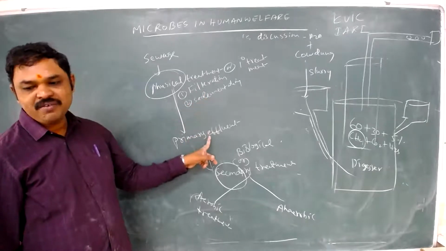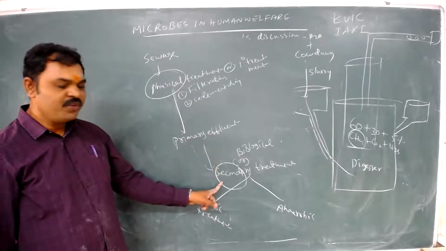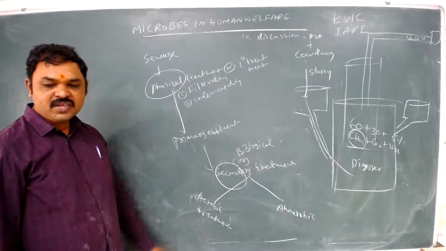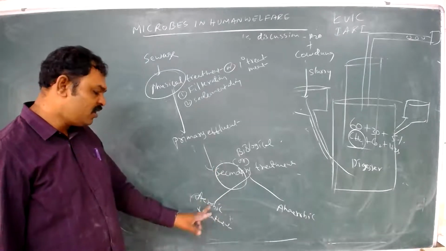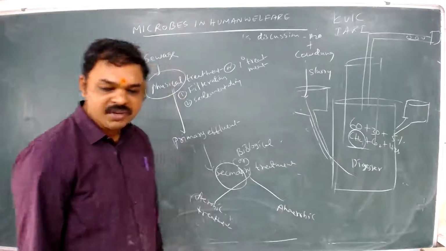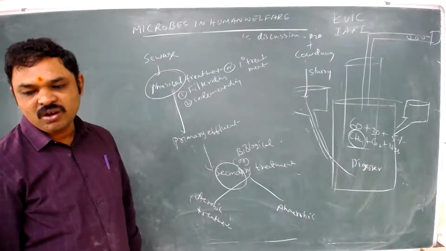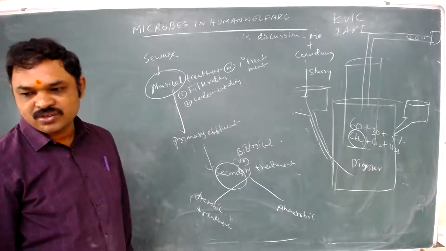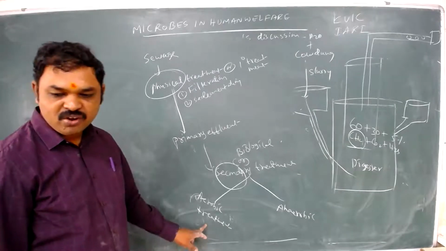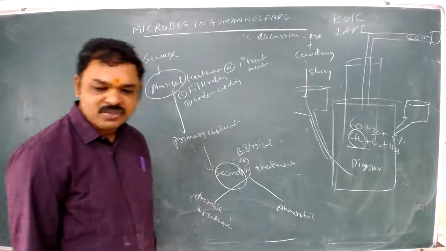The primary effluent will come. Such effluent is passed to secondary treatment. Secondary treatment is held in how many ways here? Aerobic treatment and anaerobic treatment. This secondary treatment is called biological treatment. Why is it called biological treatment? Microbes are used. What are the microbes used here? Aerobic microbes and anaerobic microbes are used.